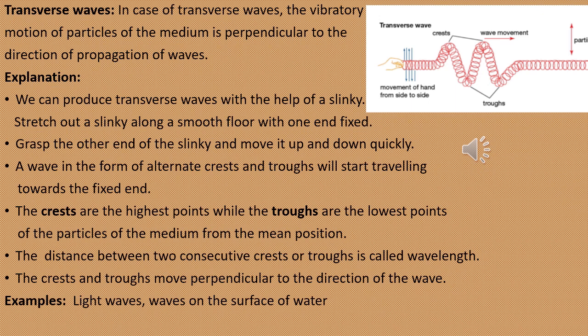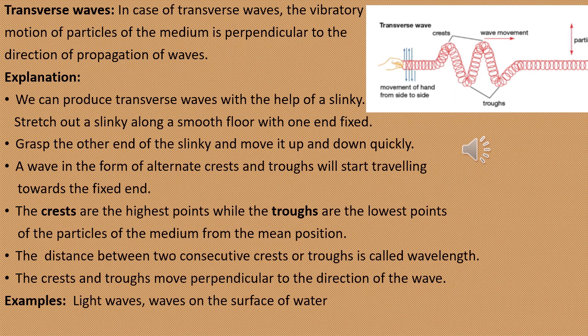Explanation: we can produce transverse waves with the help of a slinky. Stretch out a slinky along a smooth floor with one end fixed. Grasp the other end of the slinky and move it up and down quickly. A wave in the form of alternate crests and troughs will start traveling towards the fixed end. The crests are the highest points while the troughs are the lowest points of the particles of the medium from the mean position. The distance between two consecutive crests or troughs is called wavelength.